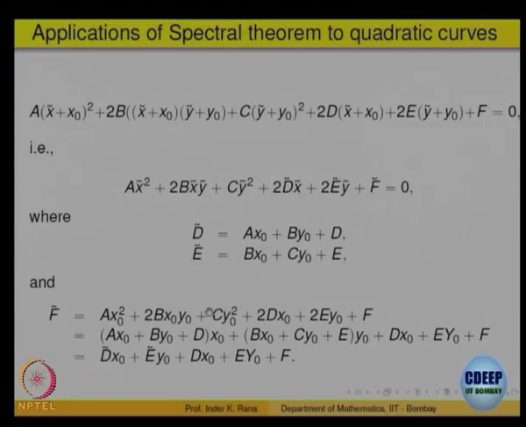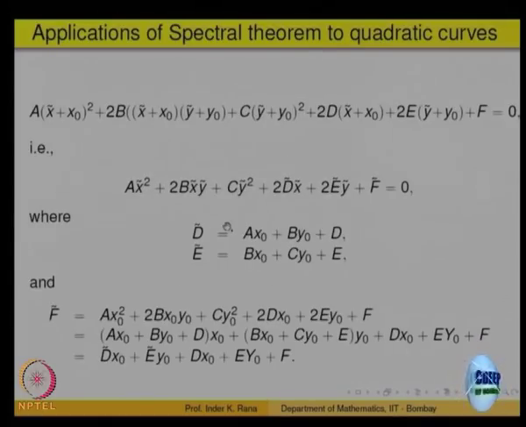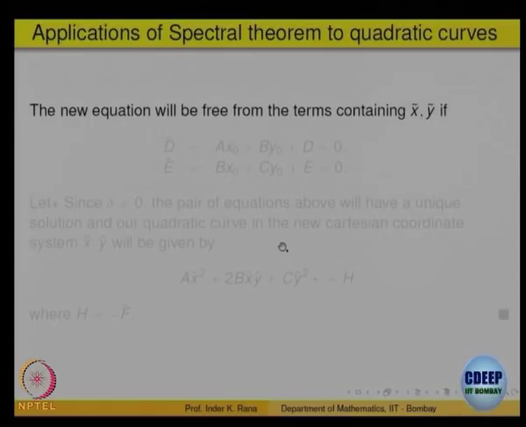So, we have found those values in terms of x 0, y 0, E and F. What is required? This should be equal to 0, this should be equal to 0 and this should be equal to 0. So, let us put those values. It says for d tilde and e tilde to be 0, there is the value of d tilde in the previous one, and that is the value of e tilde. So, that should be equal to 0.